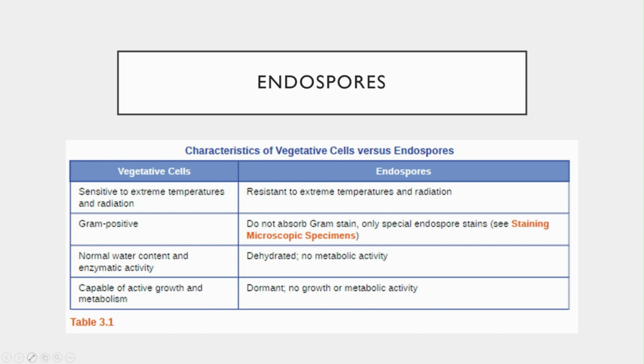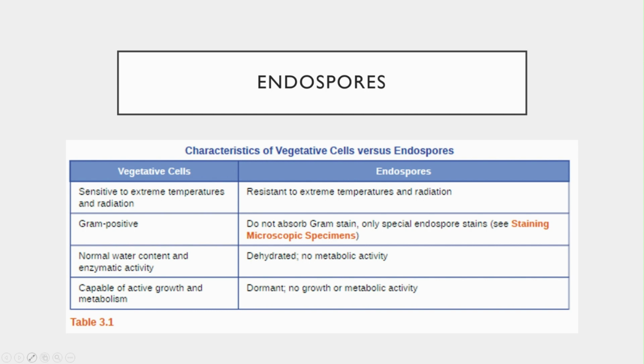This table shows the different traits of each type of cell. Vegetative cells tend to be sensitive to extreme temperatures and radiation, whereas endospores are resistant to extreme temperatures and radiation. Vegetative cells are going to stain as gram-positive. However, endospores don't absorb gram stain, and so as a result, you'll need a special endospore staining technique.